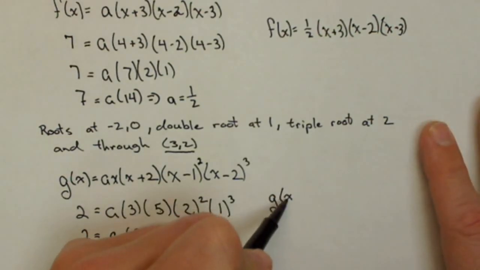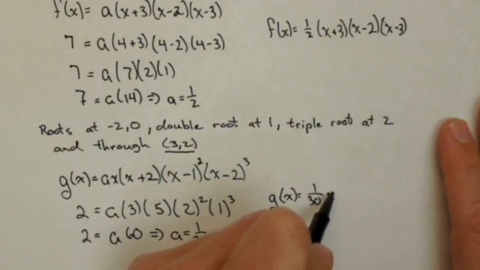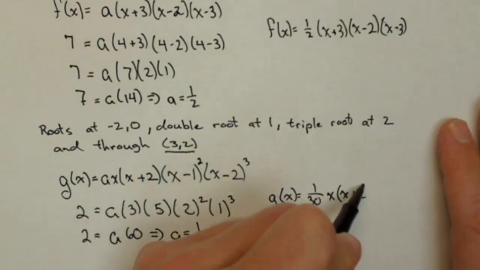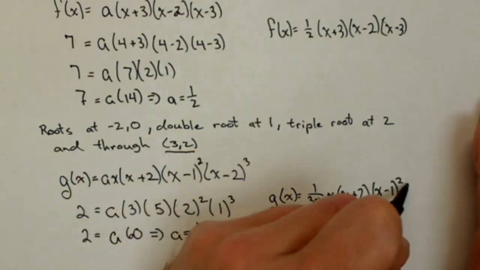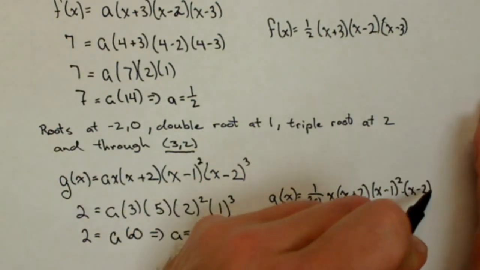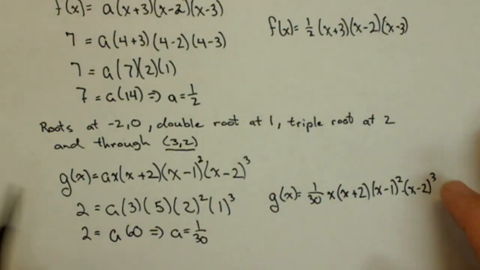And now we have our g of x: 1/30 times (x plus 2) times (x minus 1) squared times (x minus 2) cubed. So that's how we can build a polynomial given the roots and the point it goes through.